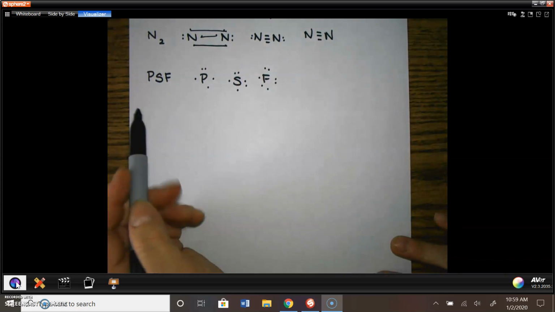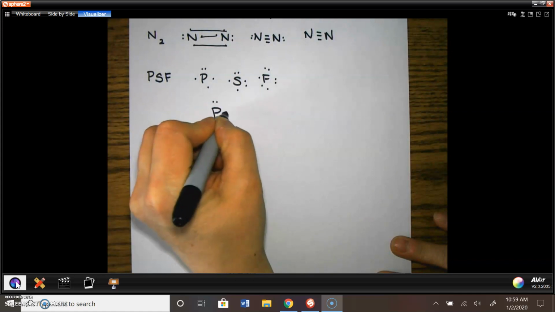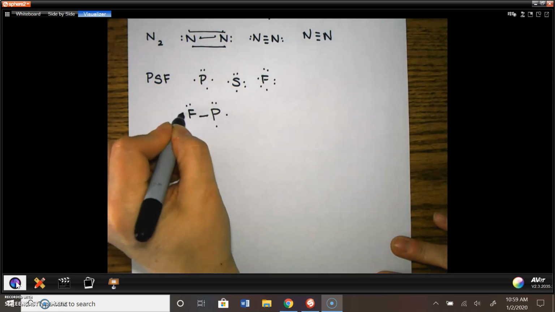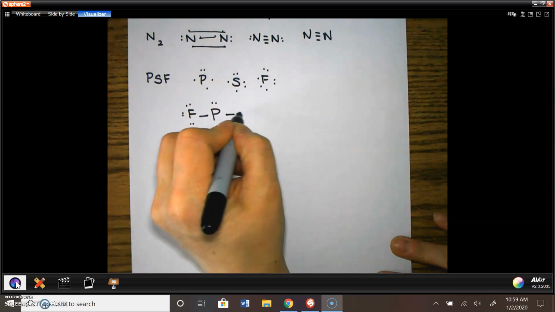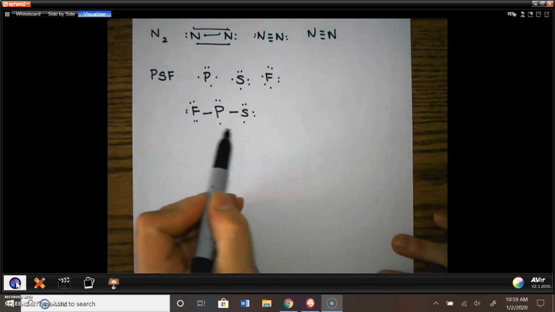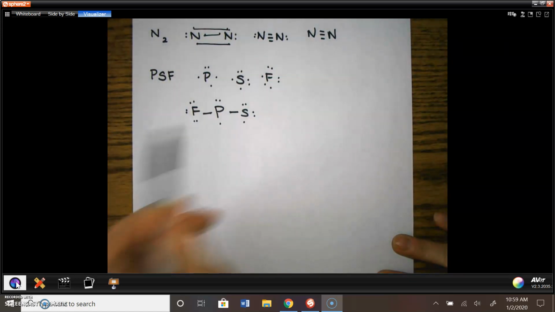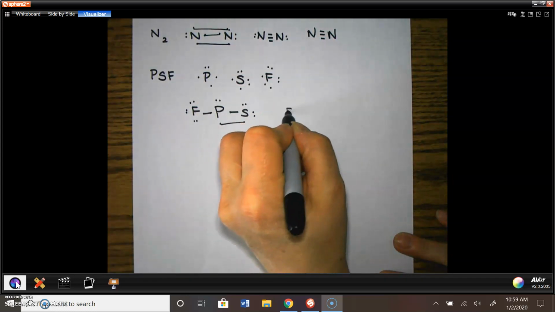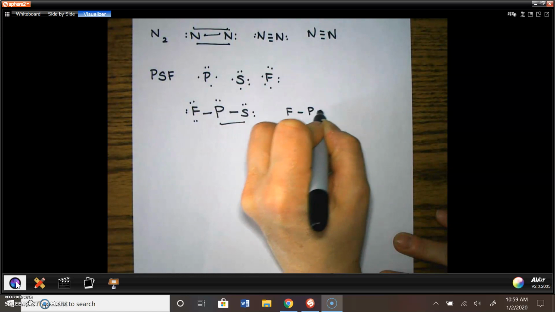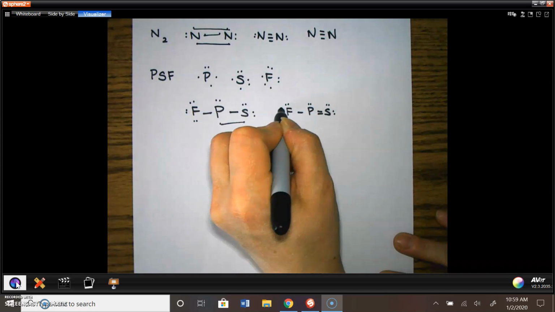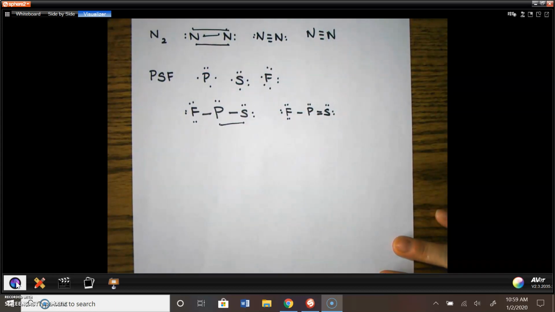We're going to put the atom that needs the most bonds in the center. So that's going to be our phosphorus. So fluorine makes sense. I can put 1 bond to fluorine, and then I can put another bond to sulfur. But sulfur and phosphorus still aren't satisfied because they each have that 1 unpaired bond. So what do I need to do? I need to draw a second bond. So what's the Lewis structure going to look like? Fluorine single bonded to phosphorus, and then sulfur double bonded to phosphorus. So there's my Lewis structure for PSF.